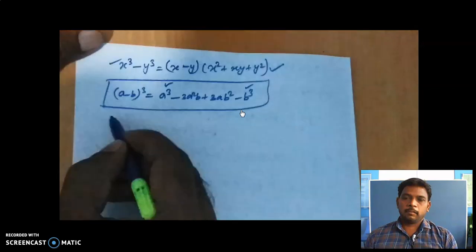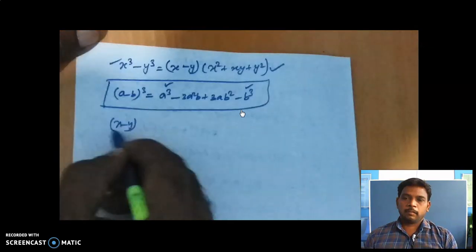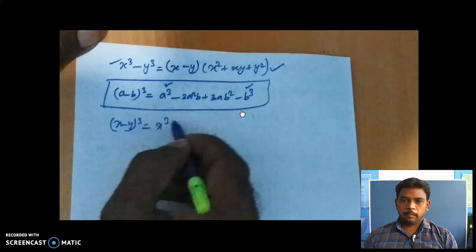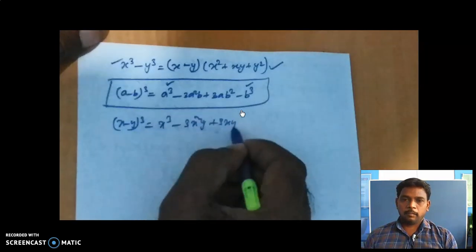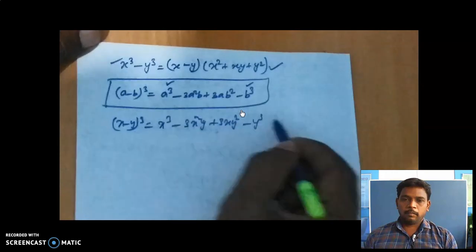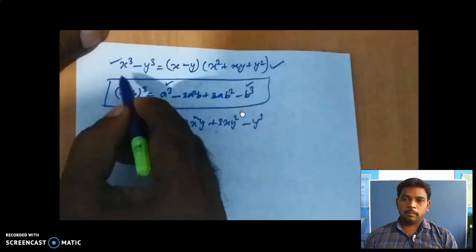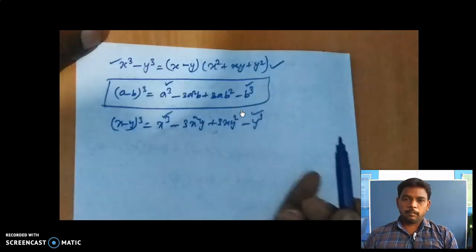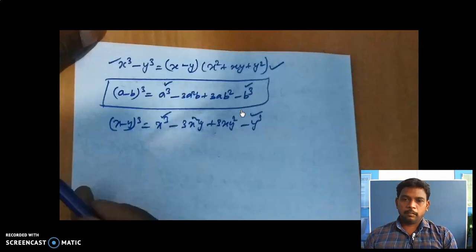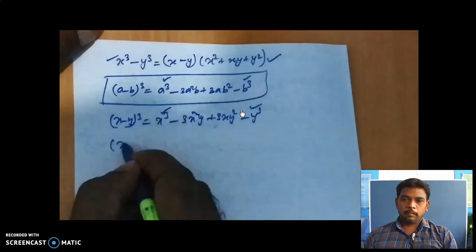So (x minus y) whole cube equals x cube minus 3x square y plus 3xy square minus y cube, right? We need x cube minus y cube only. So keep these two terms here on the right-hand side and bring everything remaining to the left-hand side. Okay, so before that, first simplify this.